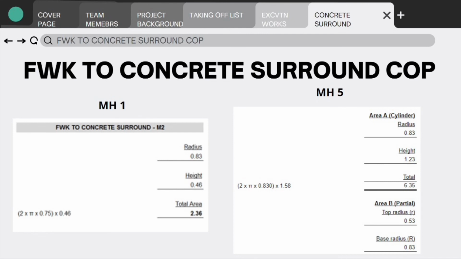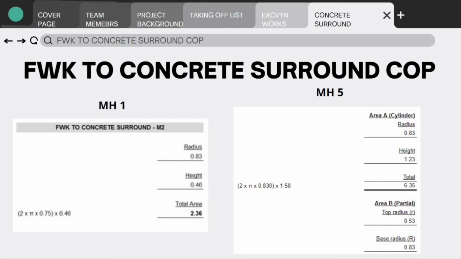For MH5, to calculate the concrete surround, first we have to calculate area A cylinder. Radius 0.83 is taken from excavation. The height 1.23 is taken from concrete surround. To get the total for area A, we have used the formula 2 times pi times r times h, which is 2 times 22/7 times 0.83 times 1.23 to get the total of 6.35.